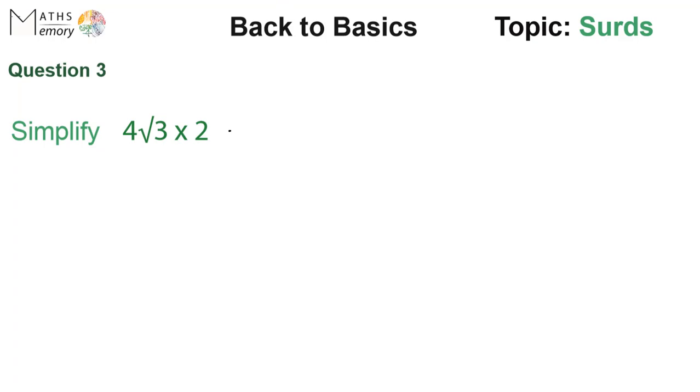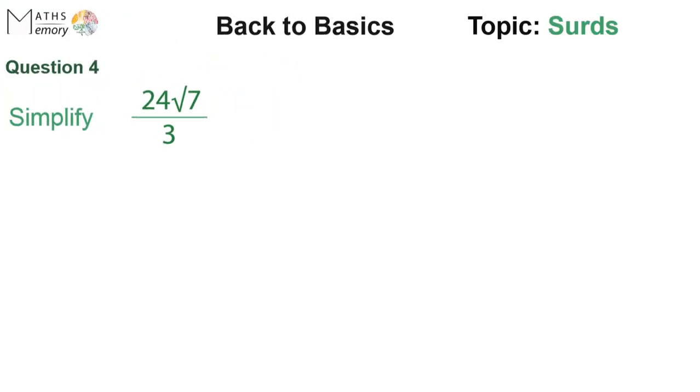Question 3, back to basics. Press pause, write this question down, simplify this, and press play when you're finished. So simplifying 4 root 3 times 2. Again, it's very simple. This root 3 might as well be written as x. If you get stuck, it's 4x times 2, which is simply 8x, or 8 root 3. And that's your final answer for this.